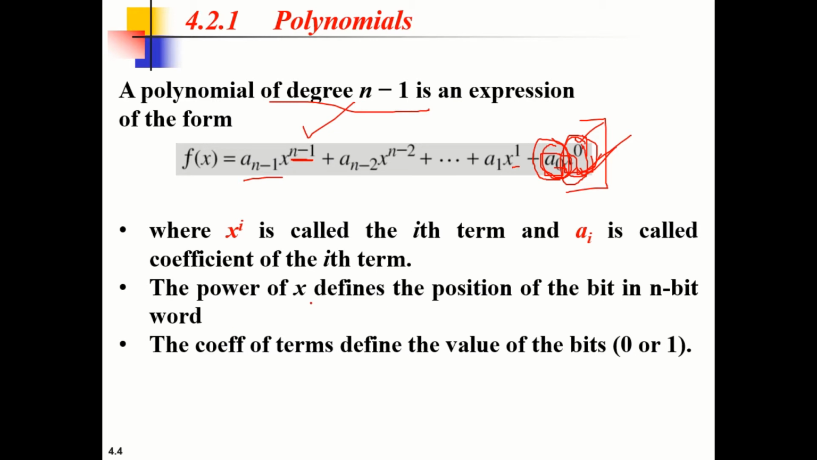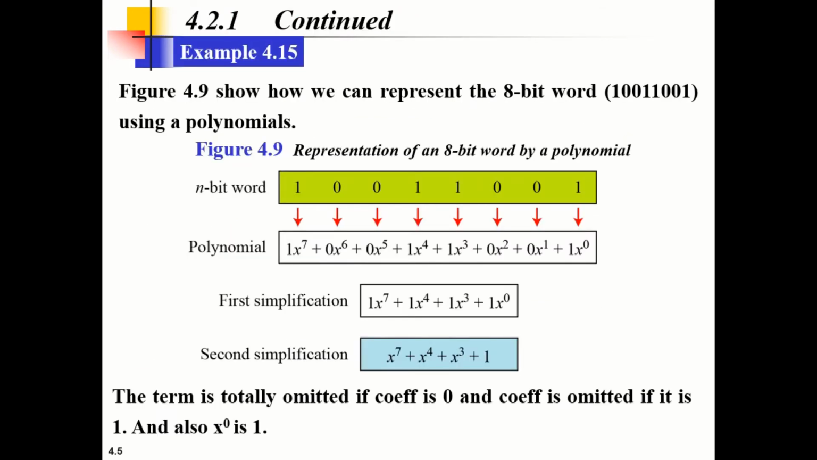Now this power of x defines the position of the bit in the n-bit word. I will tell you what this point means with an example. These 2 points: the coefficient of terms defines the value of the bit. I'll show you one example, so these 2 points will be clear to you.